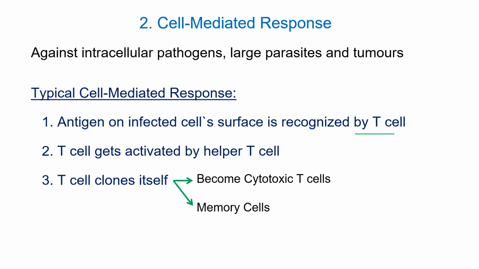And then what happens is these cells clone themselves. Some of them become activated, and these become cytotoxic T cells, meaning they kill things by non-phagocytotic killing. So that kiss of death thing. Some of them become these memory cells. We'll talk about those memory cells right away.